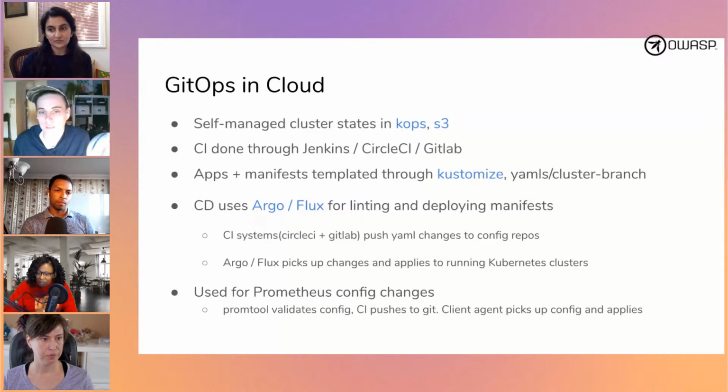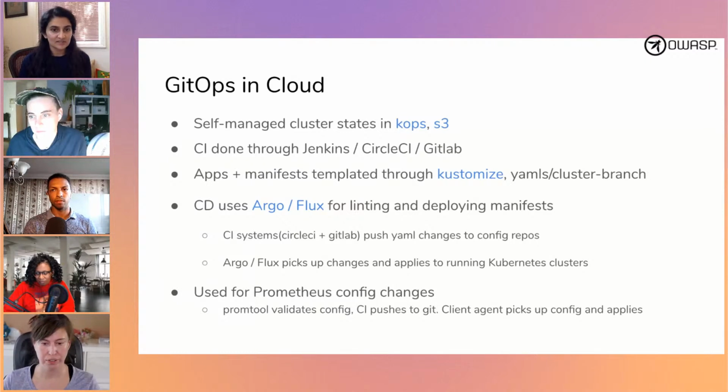So these self-managed cluster states that I was mentioning can be kept in tools like kops. It's like KubeSpray, but this one is popular for building clusters on top of AWS and on top of the clouds that you want to manage yourself. You can configure it to keep the state in an object store such as S3. CI, like I said, is pretty standard: Jenkins and CircleCI, GitLab, between on-prem and cloud environments. So you can use any of these.